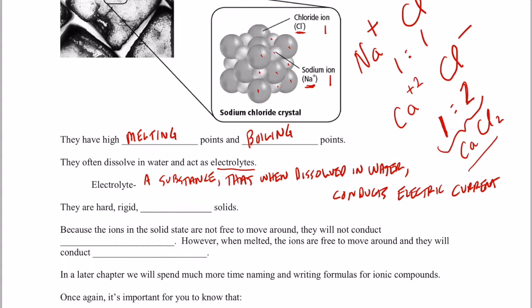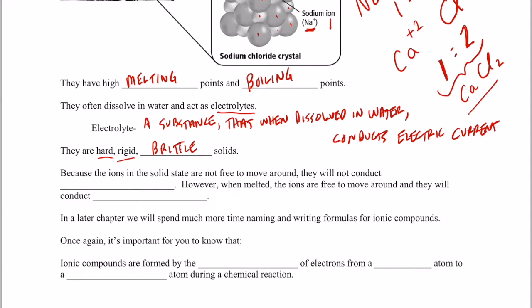Ionic compounds are also hard, they're rigid, they are brittle solids. That means when I hit them with a hammer, they're not malleable, they don't bend, they actually shatter or crack, and we call that brittleness. Because the ions in the solid state are not free to move around, they will not conduct electricity.